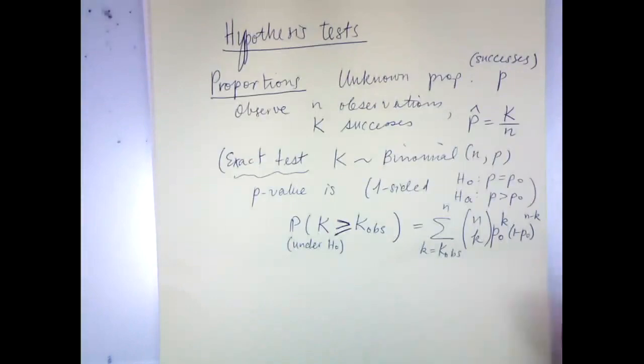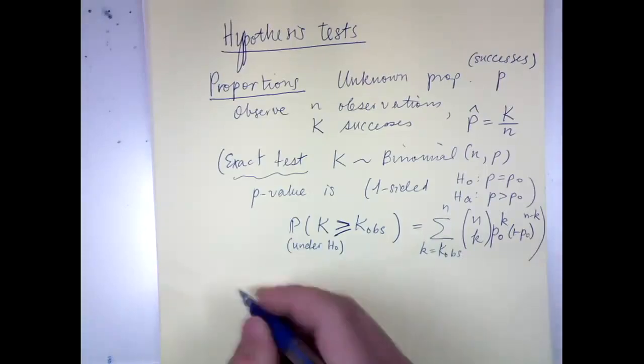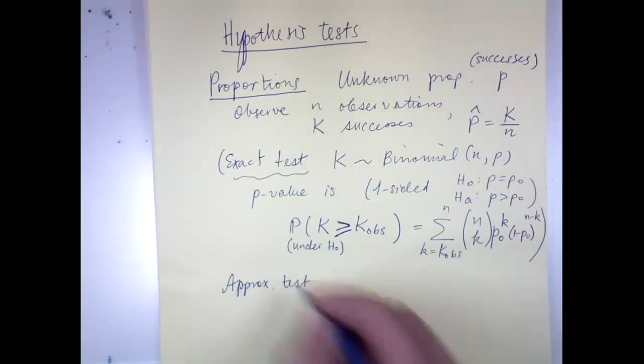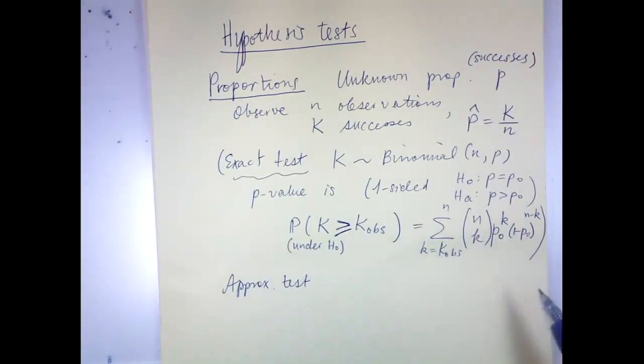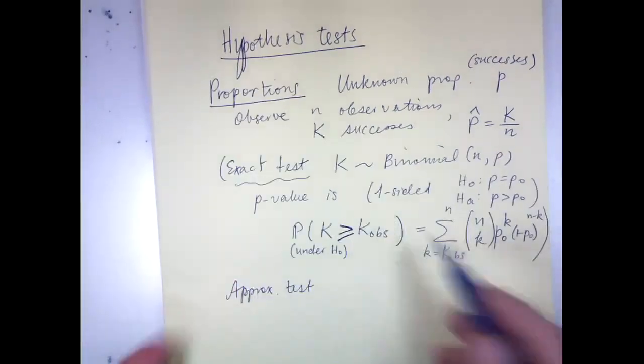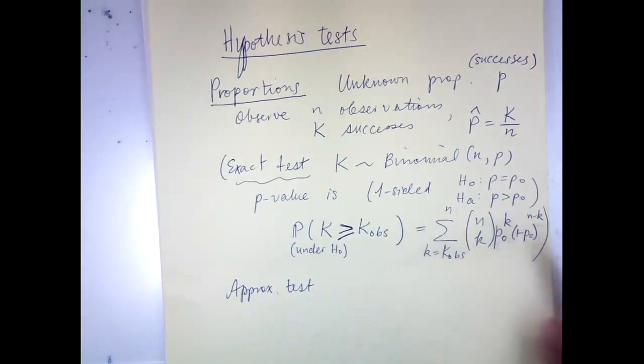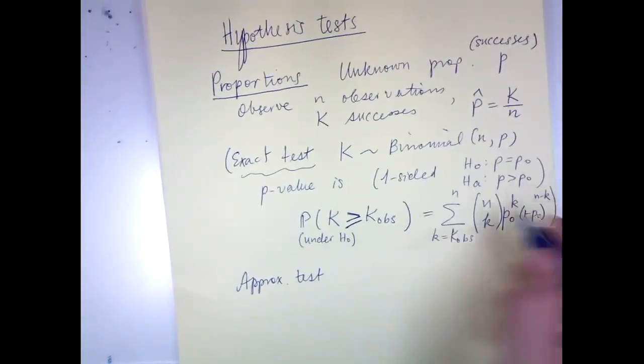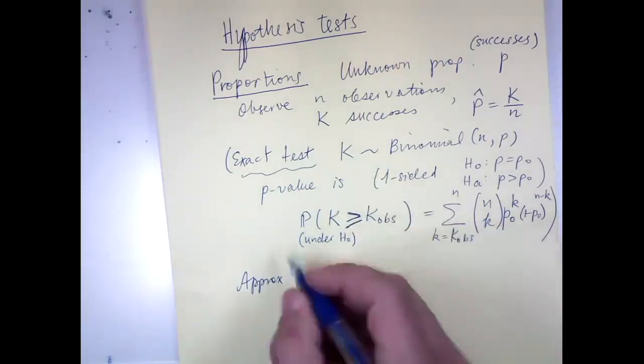So clearly that's too much work in many cases. If k was 30 and n was 100, you'd be adding up 71 numbers. So too much effort. So the approximate test, which is good enough for most cases. So this would be the one-sided case. The two-sided is even more complicated.